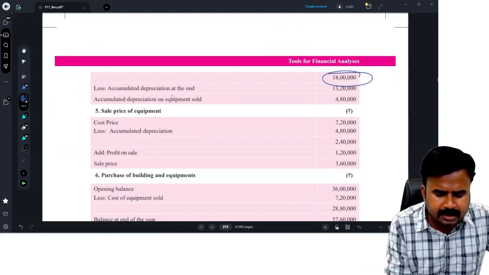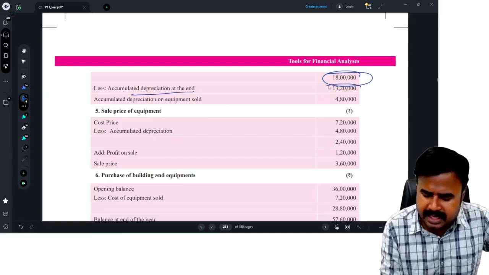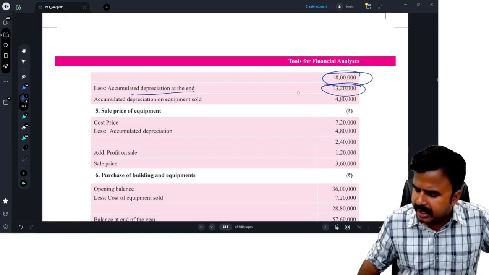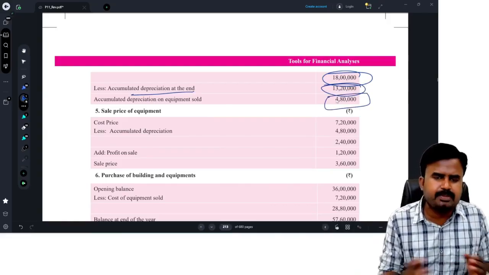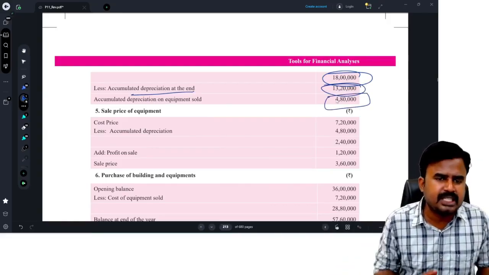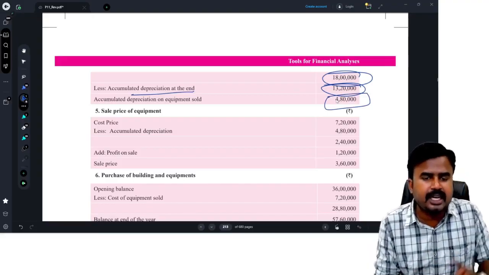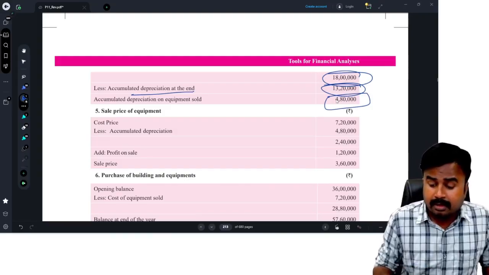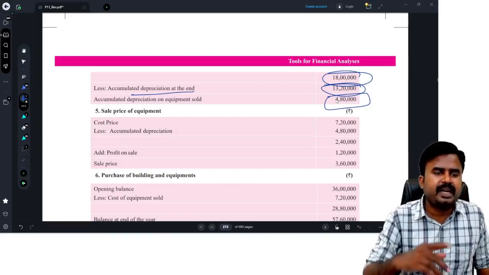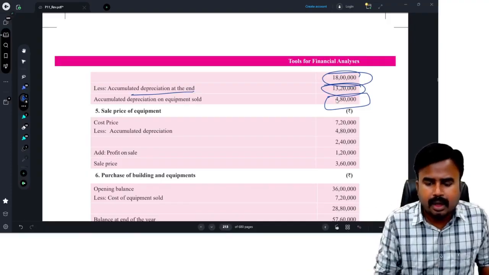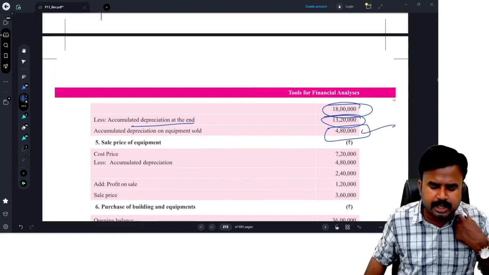Whereas the provision for depreciation at the end of the year is 13 lakh 20,000. What happened here? 18 lakh minus 13 lakh 20,000 means 4 lakh 80,000 provision for depreciation has been reduced. Generally, the provision for depreciation is reduced only when you transfer the portion relating to a sold asset. So this 4 lakh 80,000 is accumulated depreciation relating to the sold asset. That should be transferred to the asset account, and there the transaction will be closed.